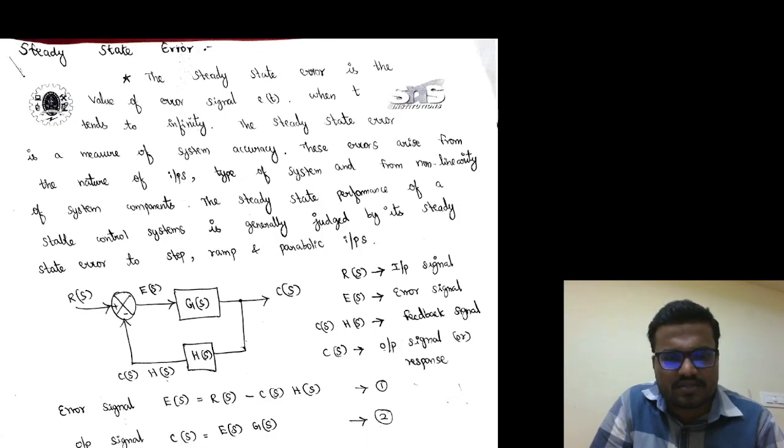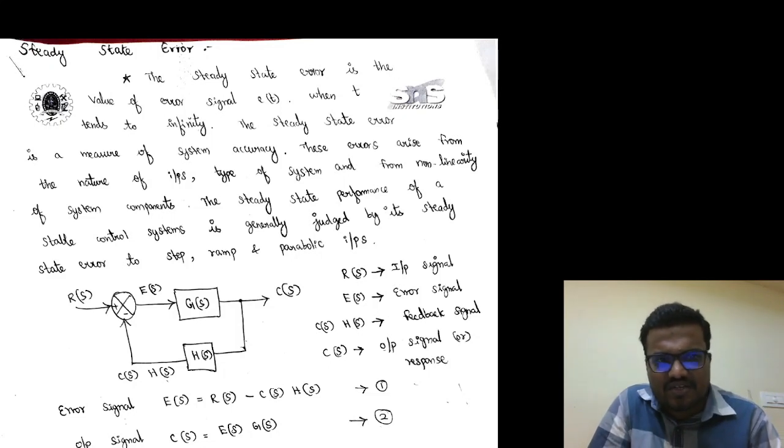I'm going to talk about steady state error. In a control system, the steady state error is one of the factors which will affect the total control of the system. In order to find the steady state error, one of the methods used is called static error constants. In this video, we are going to see how the static error constants are derived.